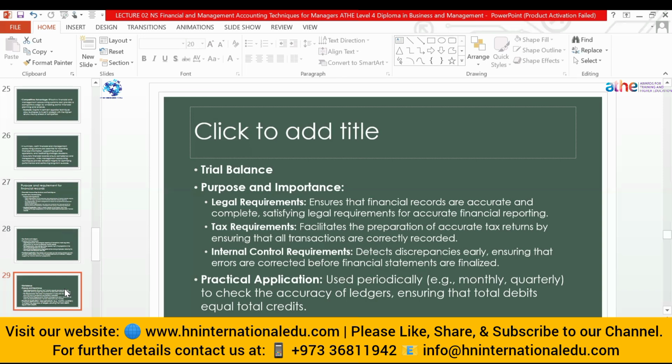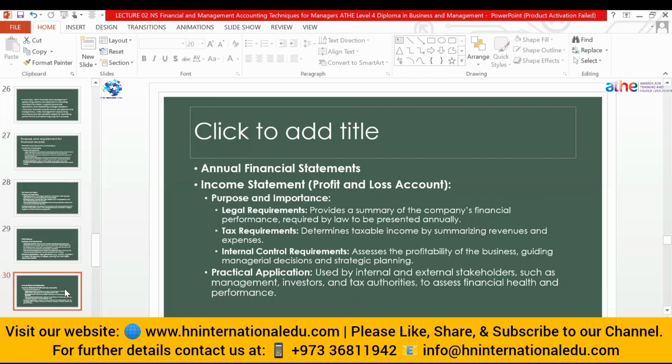Used periodically, for example, monthly, quarterly. Monthly is after every month, quarterly is after 4 months, biannually is after 6 months, and annually is 12 months. To check the accuracy of ledgers, ensuring the total debits equal the total credits.